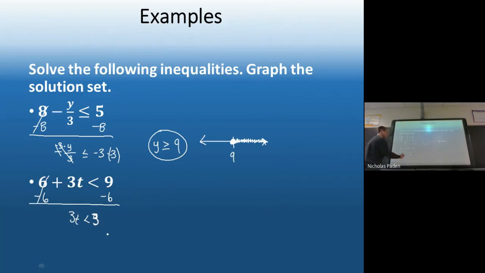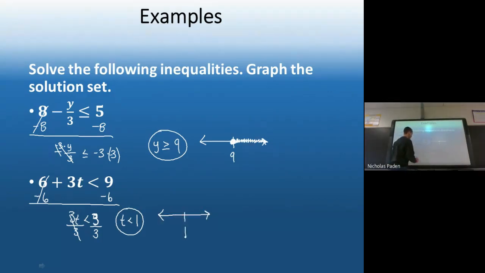And then to get rid of that 3 in front of the t, I'm going to divide both sides by 3. And that's going to leave me with t is less than 1. So I do not need to flip the sign because I divided by a positive 3. So at 1, it's just a less than, so I'm going to have an open circle and then shade to the left. Open circle, shaded to the left.